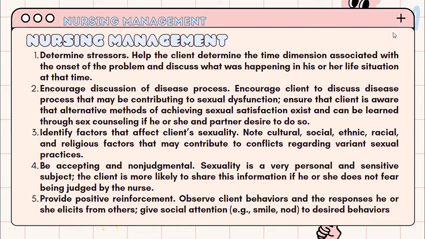Next is identify factors that affect client sexuality. So we are going to note cultural, social, ethnic, racial and religious factors that may contribute to conflicts regarding variant sexual practices. Fourth, be accepting and non-judgmental. Sexuality is a very personal and sensitive subject, the client is more likely to share this information if he or she does not fear being judged by the nurse.